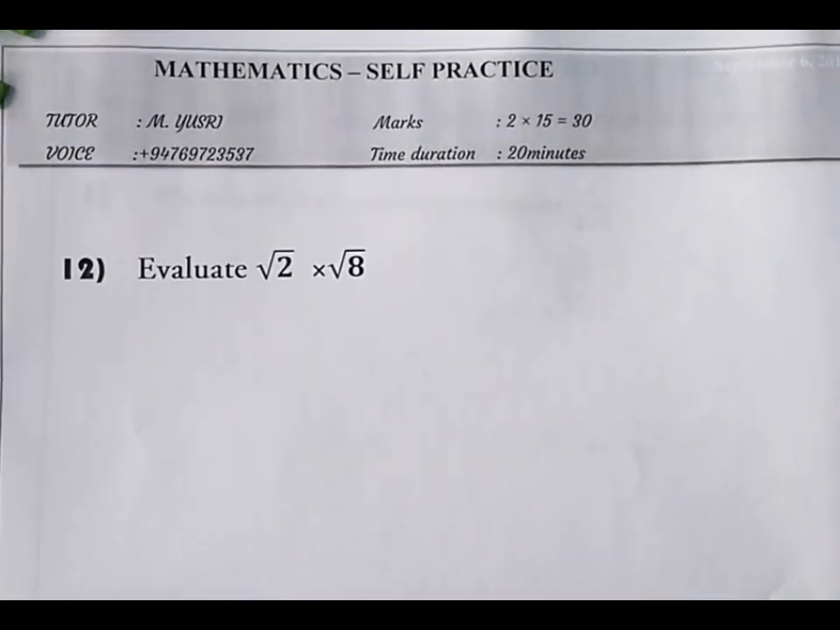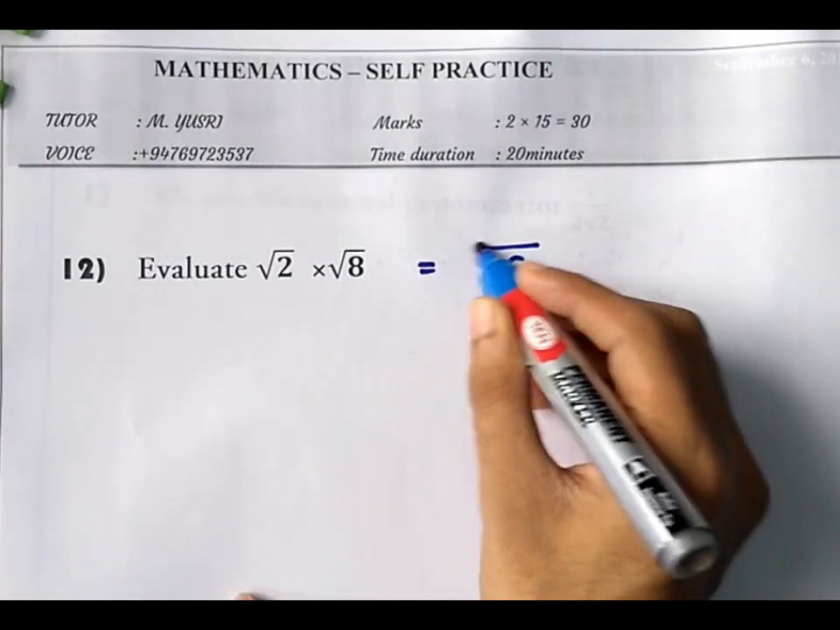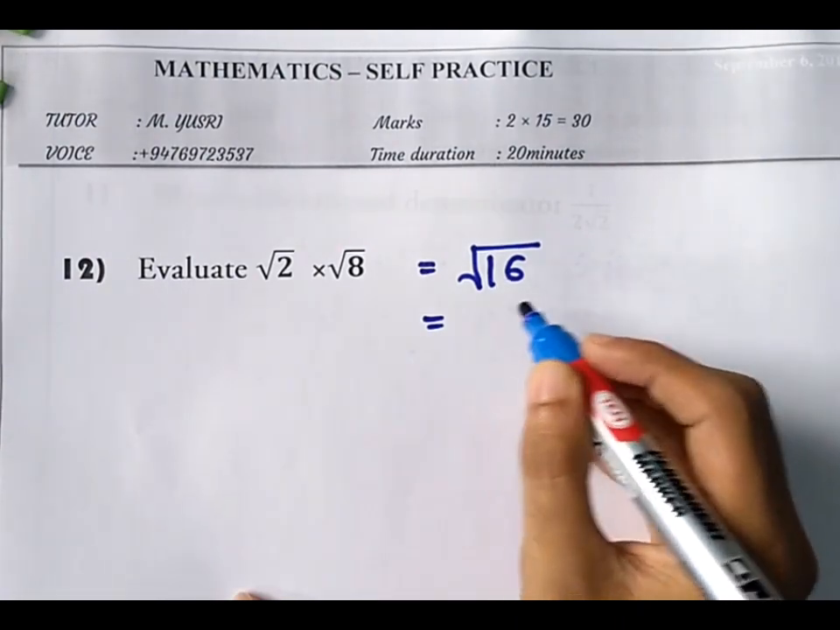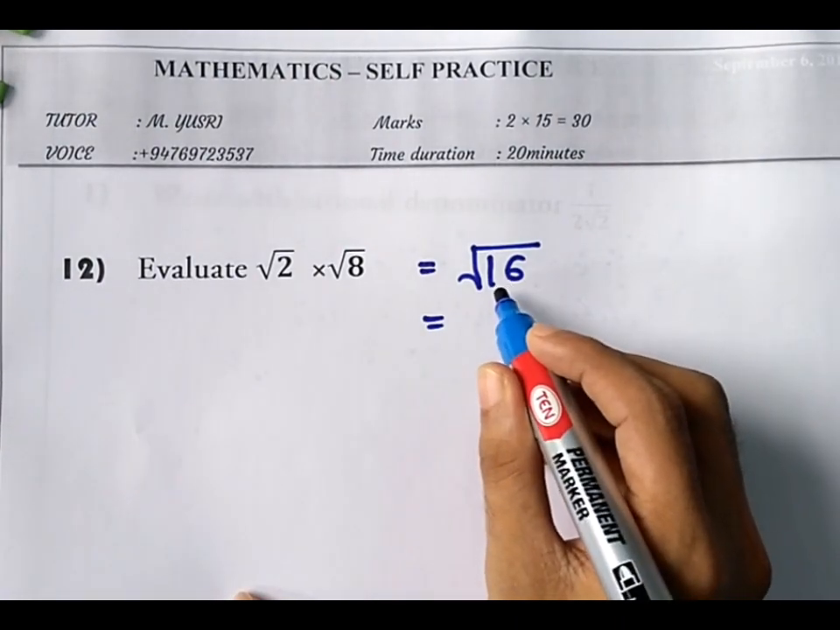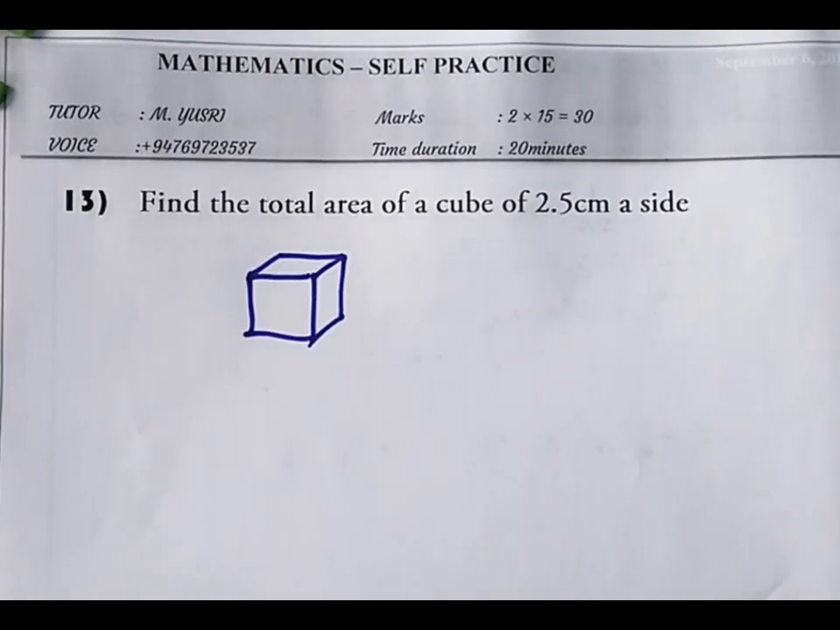This one is also very easy, we just have to multiply the square roots. 2 8s are how much? That's 16, and root 16, you all know that it's a perfect square. 16 is a perfect square, so we can take that as 4. 4 4s are 16.